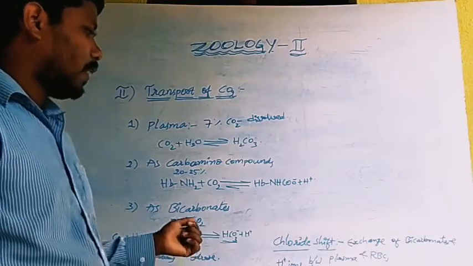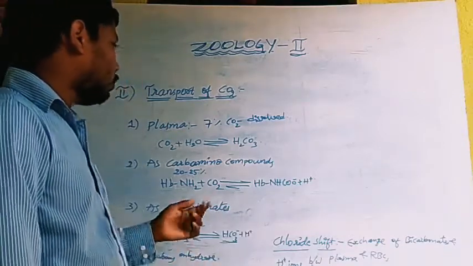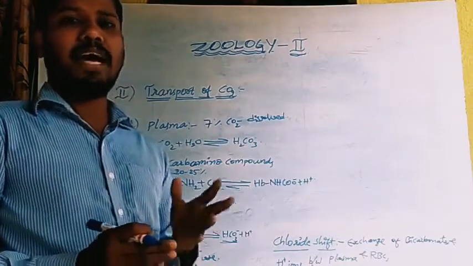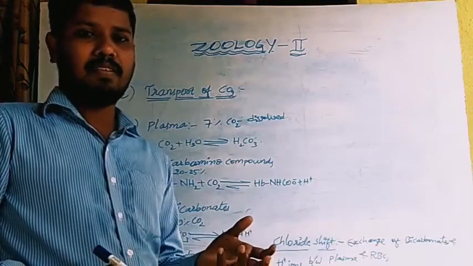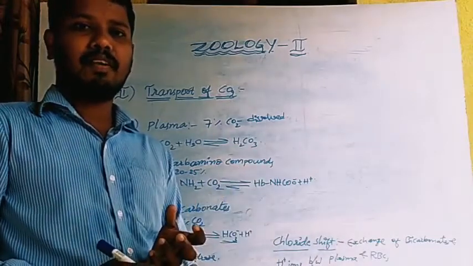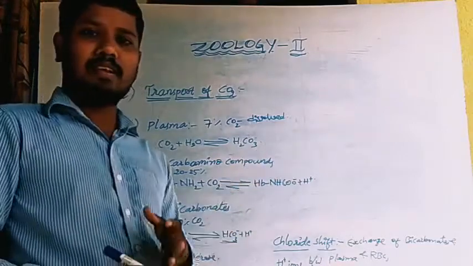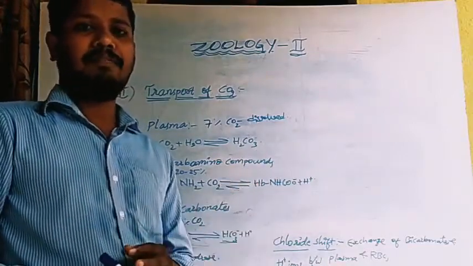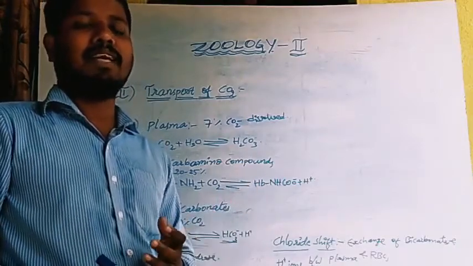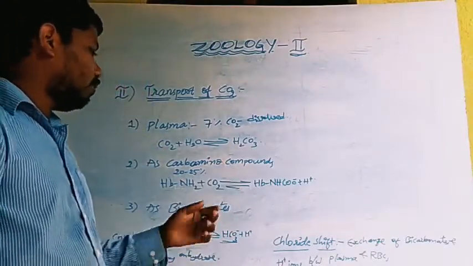Here the partial pressure of oxygen is also involved in the transport of carbon dioxide. In alveoli, the partial pressure of oxygen is high, hence the dissociation of carbamino compounds or bicarbonates occurs. In tissues, the partial pressure of carbon dioxide is high. Here, the formation of carbamino compounds and bicarbonates occurs.